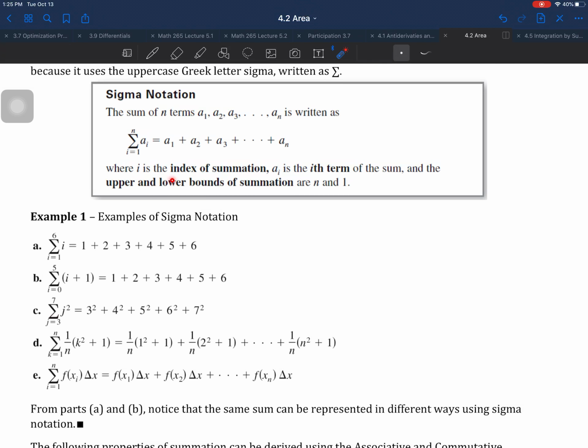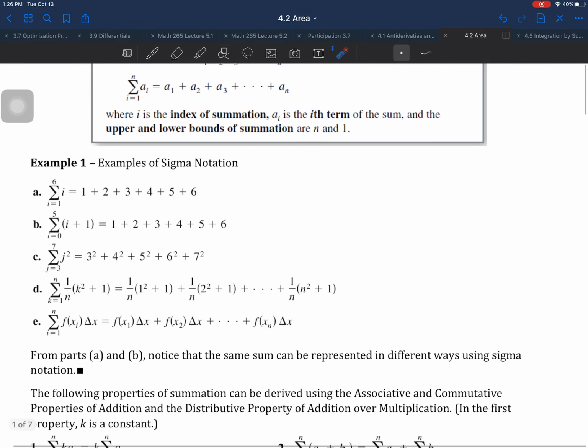So i is known as the index of the summation. a sub i is the ith term of the sum, and the upper and lower bounds of the summation are n and 1. This is the upper bound of the summation and the lower bound of the summation. So here are some examples.